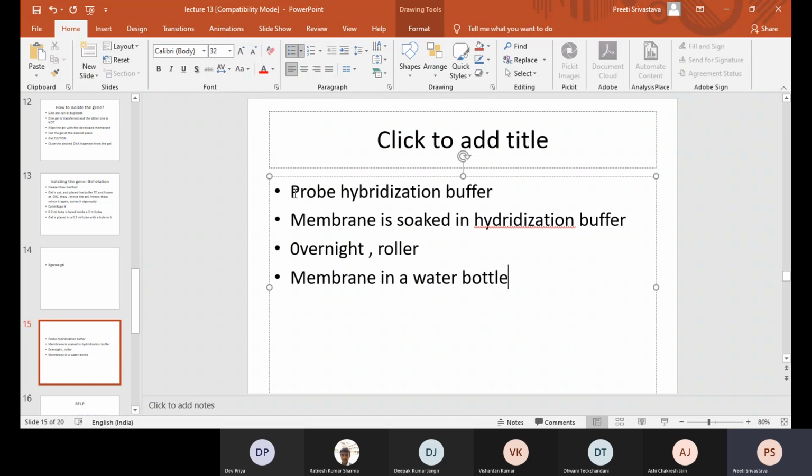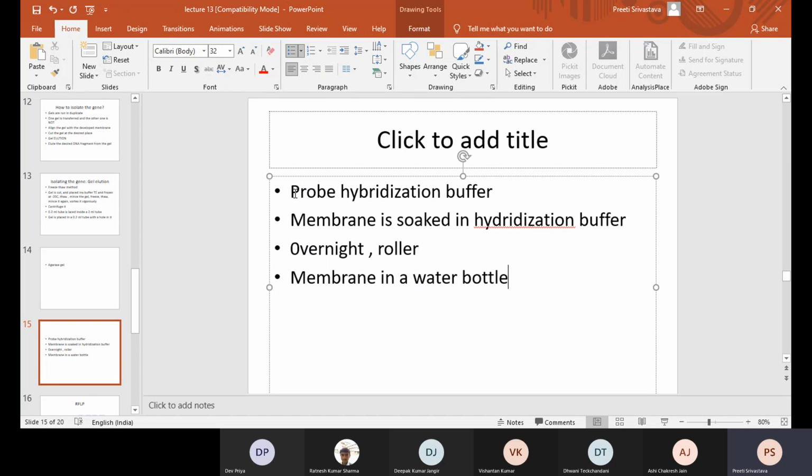So this is how we ensure hybridization: number one, by adding probe in excess. Number two, by giving enough time for hybridization, which is usually overnight. Number three, by putting it in a roller. Number four, by putting it in a water bottle kind of bottle, wherein you ensure that in the roller every segment of the membrane gets in contact with the probe.